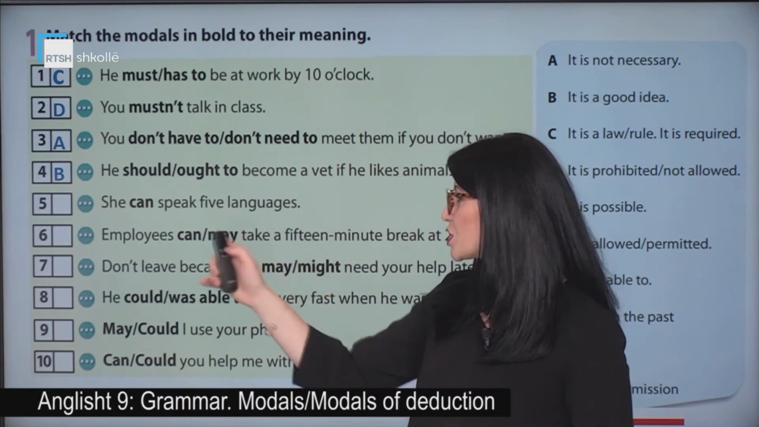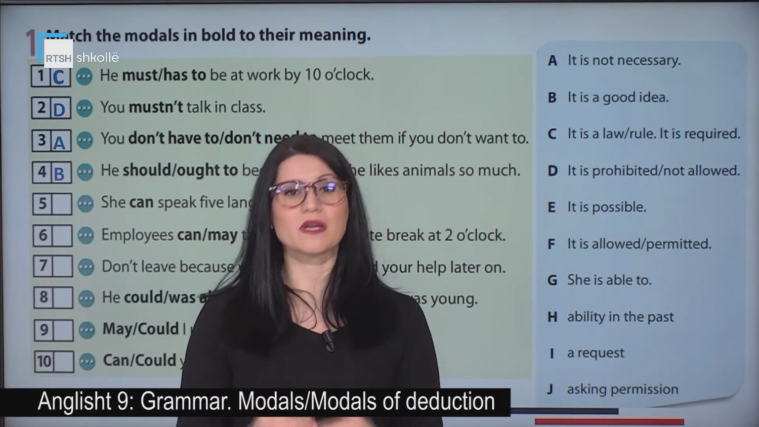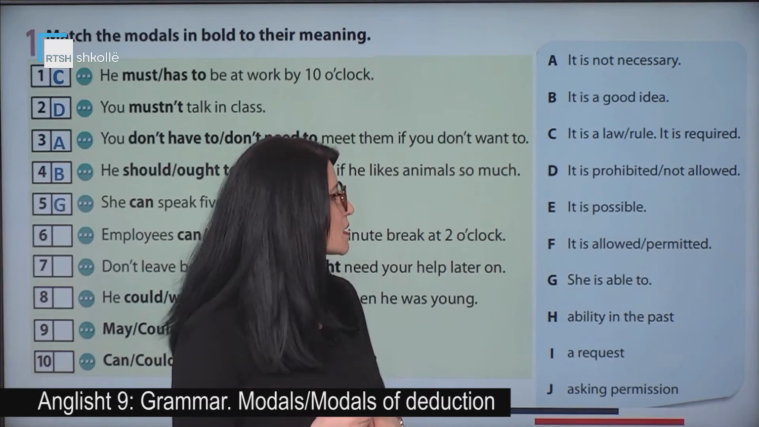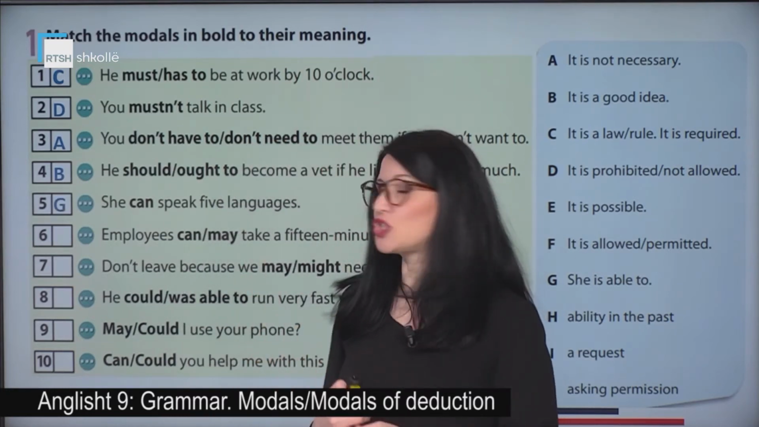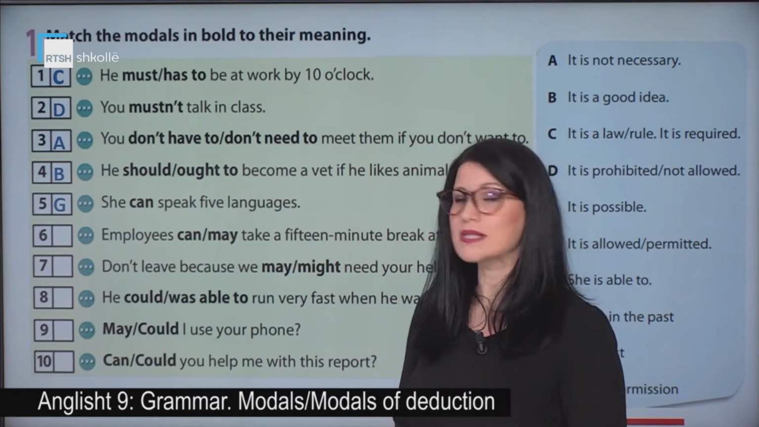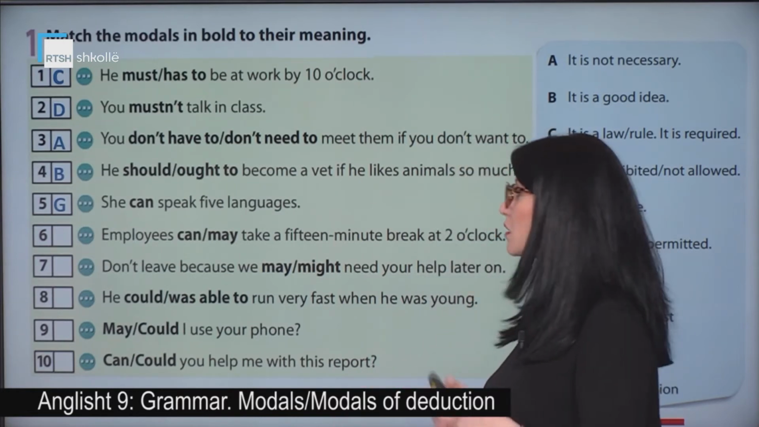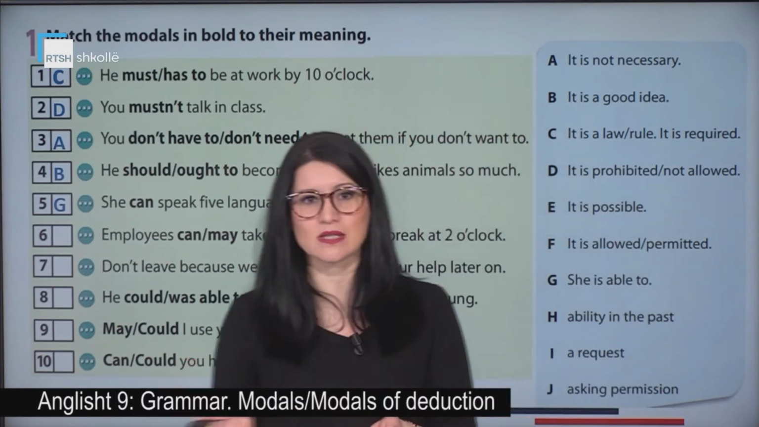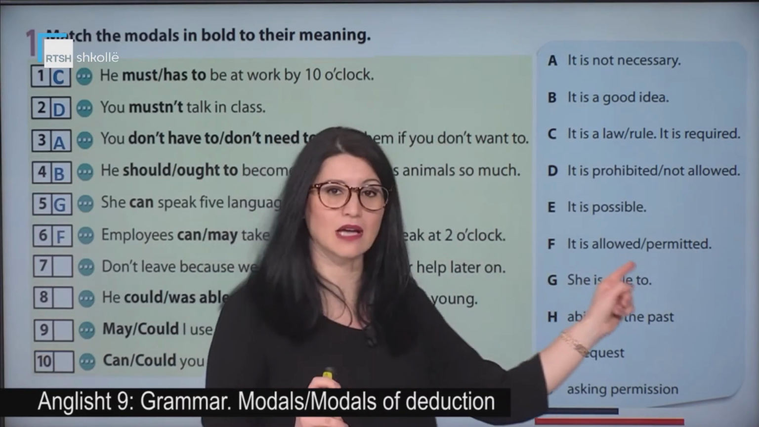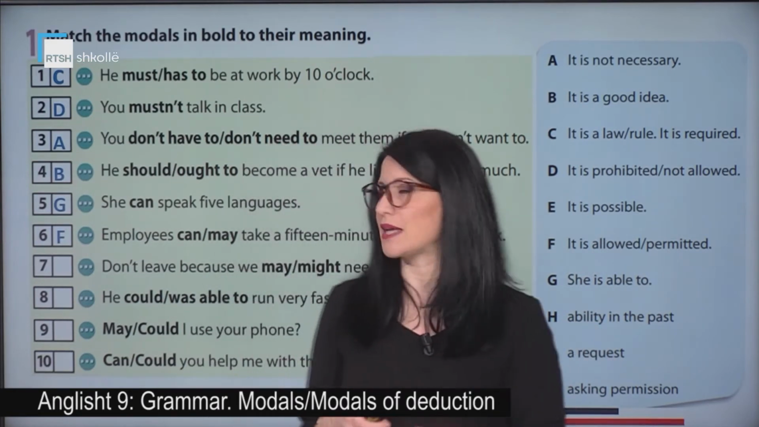Then we have, she can speak 5 languages. So she has the ability to speak 5 languages. And which use is matched with this sentence? So it is G, ability. Then we have number 6, employees can or may take a 15-minute break at 2 o'clock. So what does this sentence express? It is matched with F. And here it is F, it is allowed or permitted. So workers are allowed or permitted to have a short break.